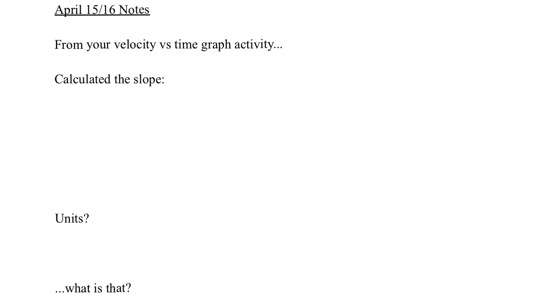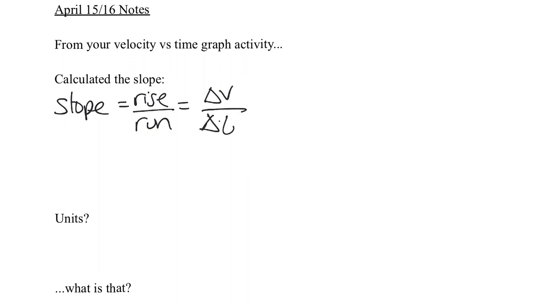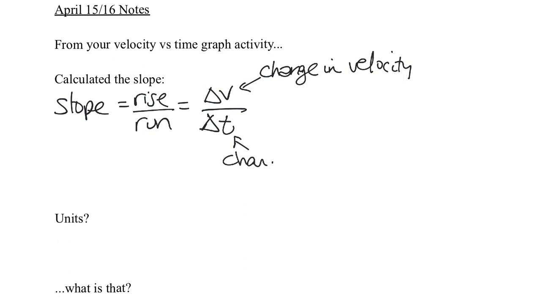Okay, so from your velocity time graph, you calculated the slope. What was that slope? How did you do that? Okay, so in general, your slope is going to be a rise over run, right? And in this case, it was delta V over delta T, right? That's a change in velocity over a change in time, right? That's how it always works.